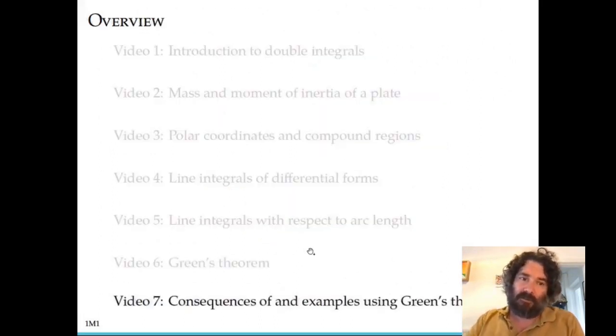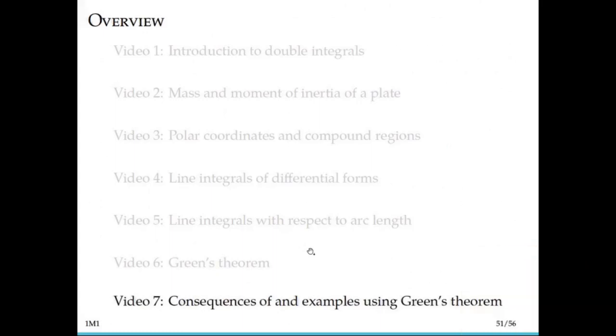So in the final video in this section, I'm going to go over a few consequences of Green's theorem, so really applications of Green's theorem, and some more examples of applying Green's theorem.